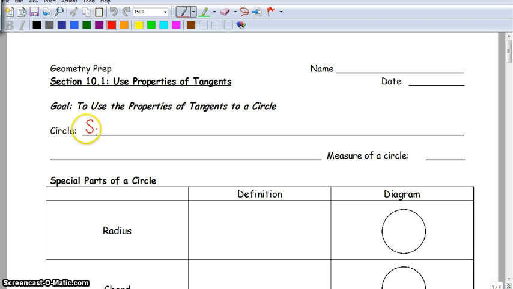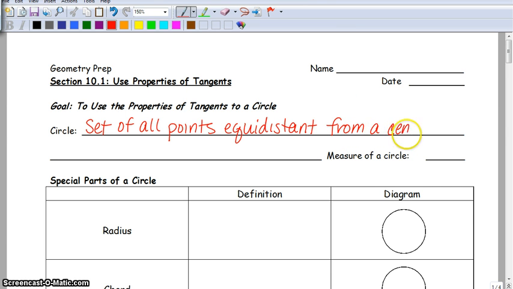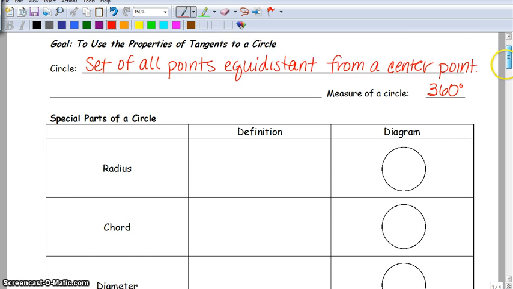A circle is a set of all points equidistant from a center point. Now, the measure of a circle is 360 degrees, always. Doesn't matter how big the circle or little the circle is, it will always have 360 degrees.